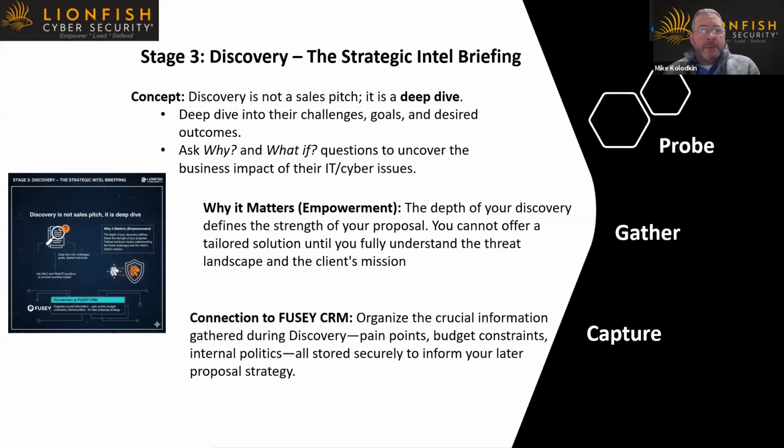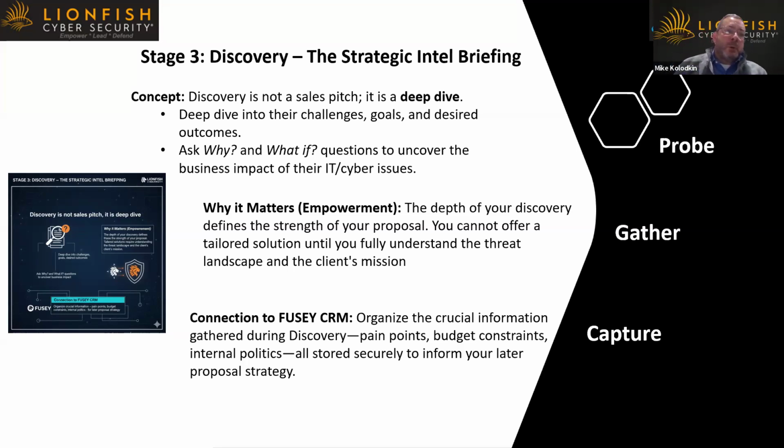So now we're into the third stage, which is discovery. It comes down to three very basic components: probing for information, gathering the information, and then capturing it so you can build upon it. So we covered the first two stages, which is we've identified our ideal customer profile and those prospects out there that we know we've been successful with, or could be successful helping. And we have a track record, or we're establishing a track record.